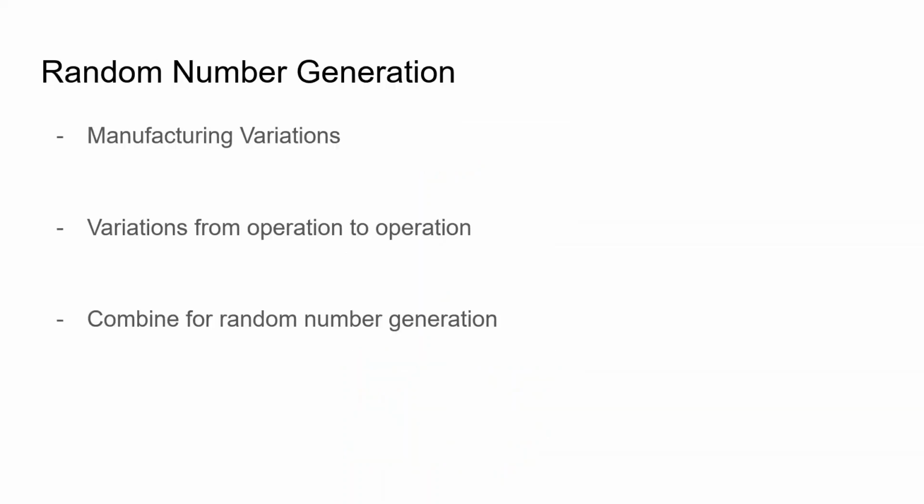Finally, flash-based physical unclonable functions rely on the probabilistic outcomes of manufacturing variations and differences from operation to operation. Therefore, in-device behavior can be used to create a random number generator.